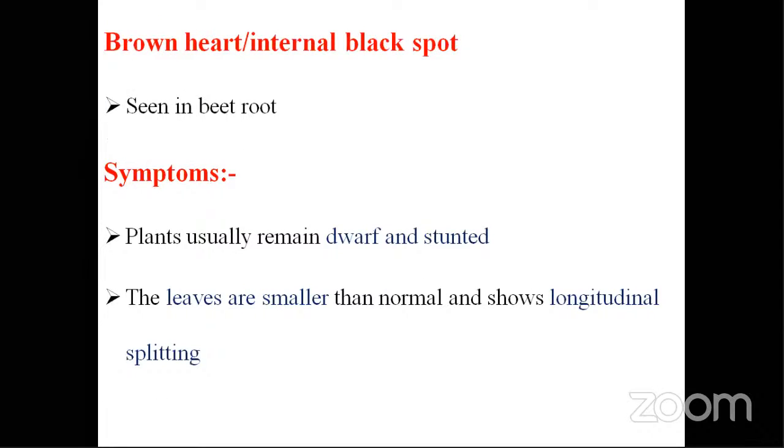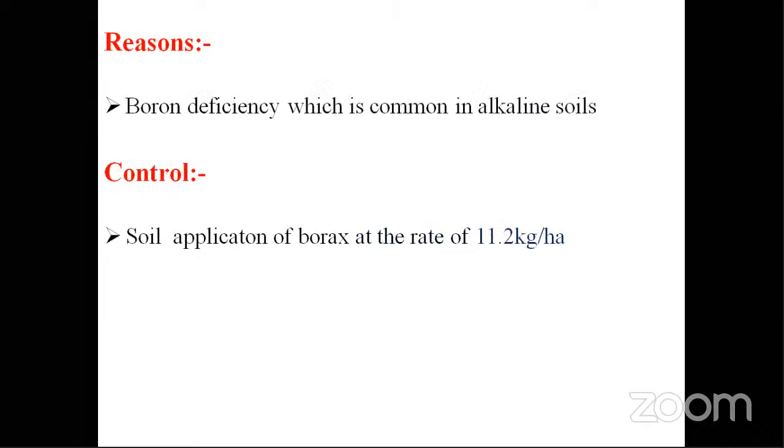Brown heart or internal black spot is mostly seen in beetroot. The plants remain very stunted and rough in shape, overall growth is stunted, and you see splitting of the root. If you cut the beetroot, internally you can see black lesions, black tunnel-like things in the beetroot. So the reason is boron deficiency.